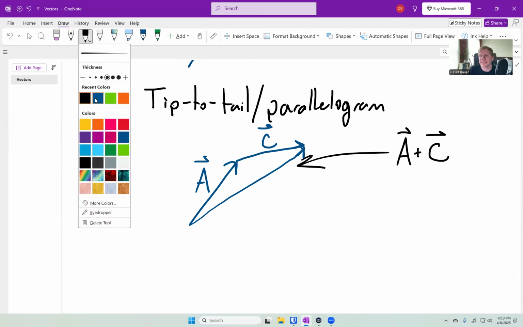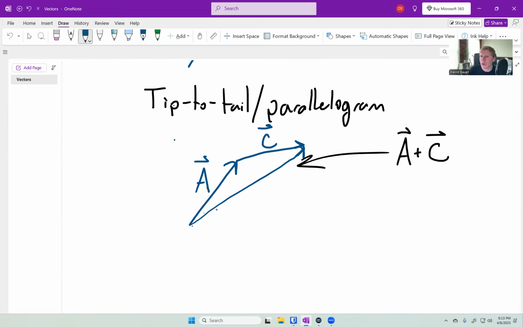Okay. And this is called the parallelogram rule because I can also do this by drawing a parallelogram where the sides of the parallelogram are the vectors, and then the sum of the two vectors is the diagonal of this parallelogram.